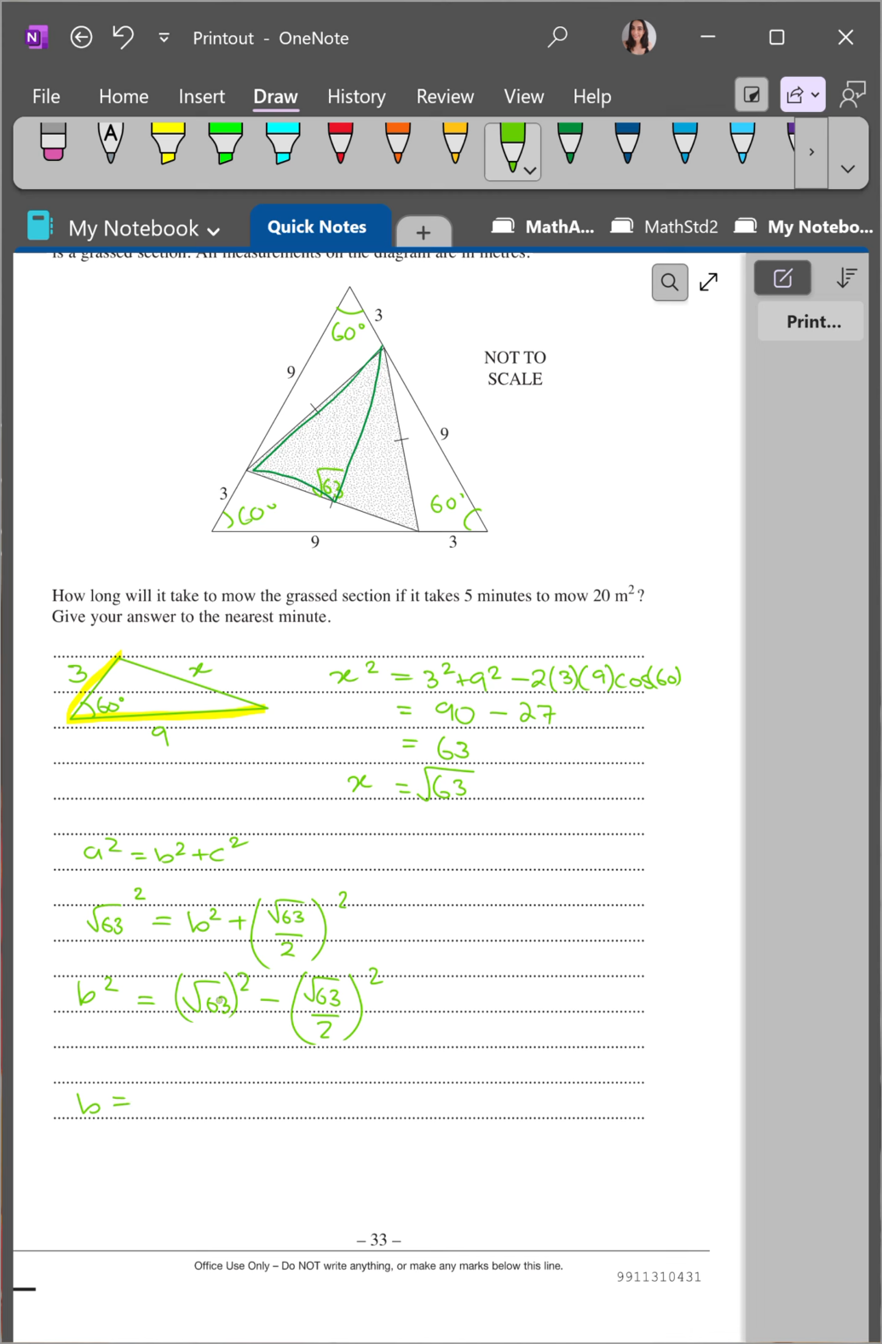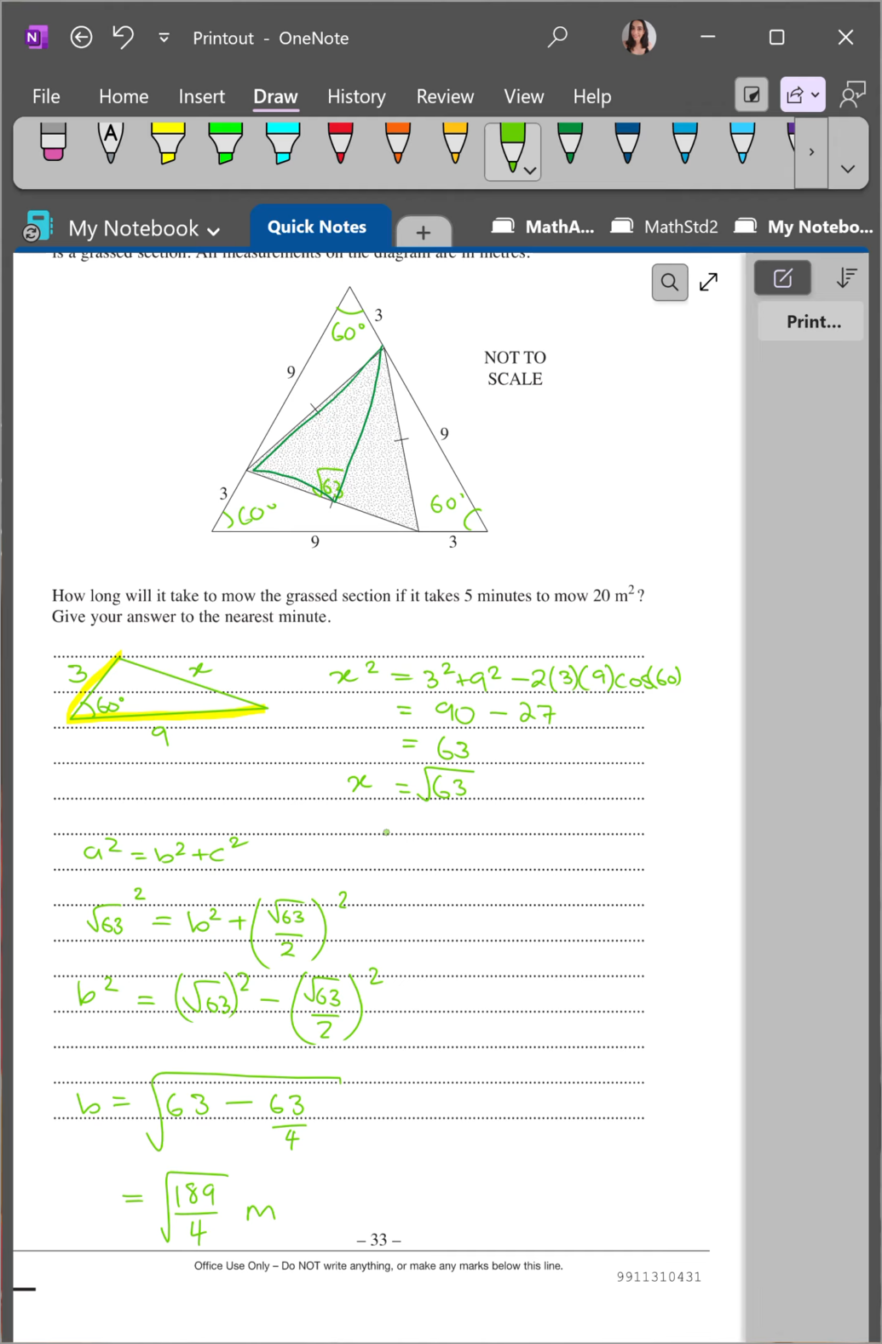If we square the square root of 63, that'll be 63, minus, and then if we square this, the square root of 63 squared is 63, and we square the denominator as well, 4, right? So all of this simplified, and then to get from b squared to b, we have to square root the entire thing. In its most simple form, without doing anything fancy like decimals, it is the square root of 189 on 4 meters. So this is the value of the height.